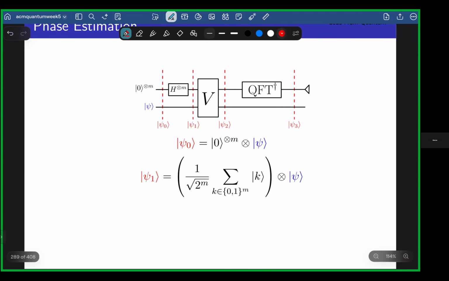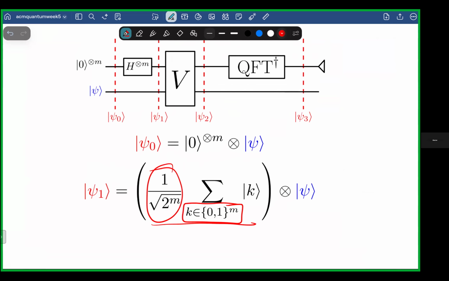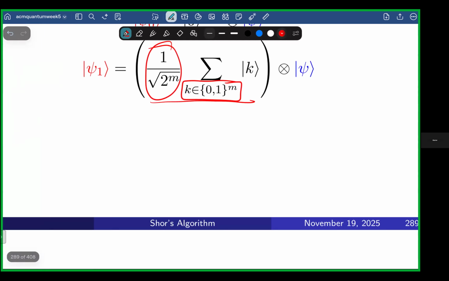Psi 1, we apply a Hadamard layer on the first register, which gives this equal superposition. Do we remember the equal superposition from before? All it's saying is that we go through every m-bit string, and then we sum them up uniformly by this normalization factor. Do you remember that? And in the case that m equals 2, we get what we've seen, this canonical plus state, right? That's when m equals 2.